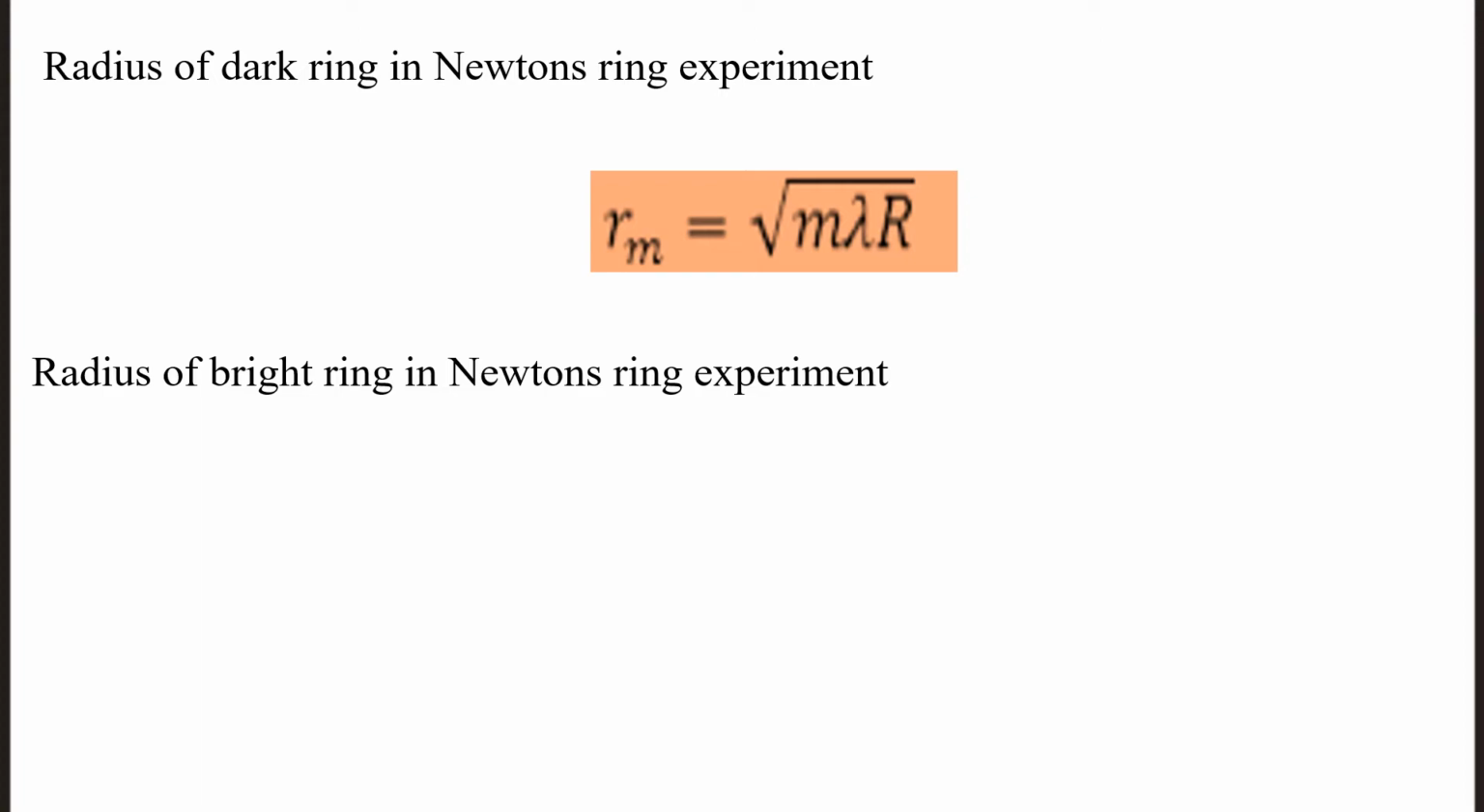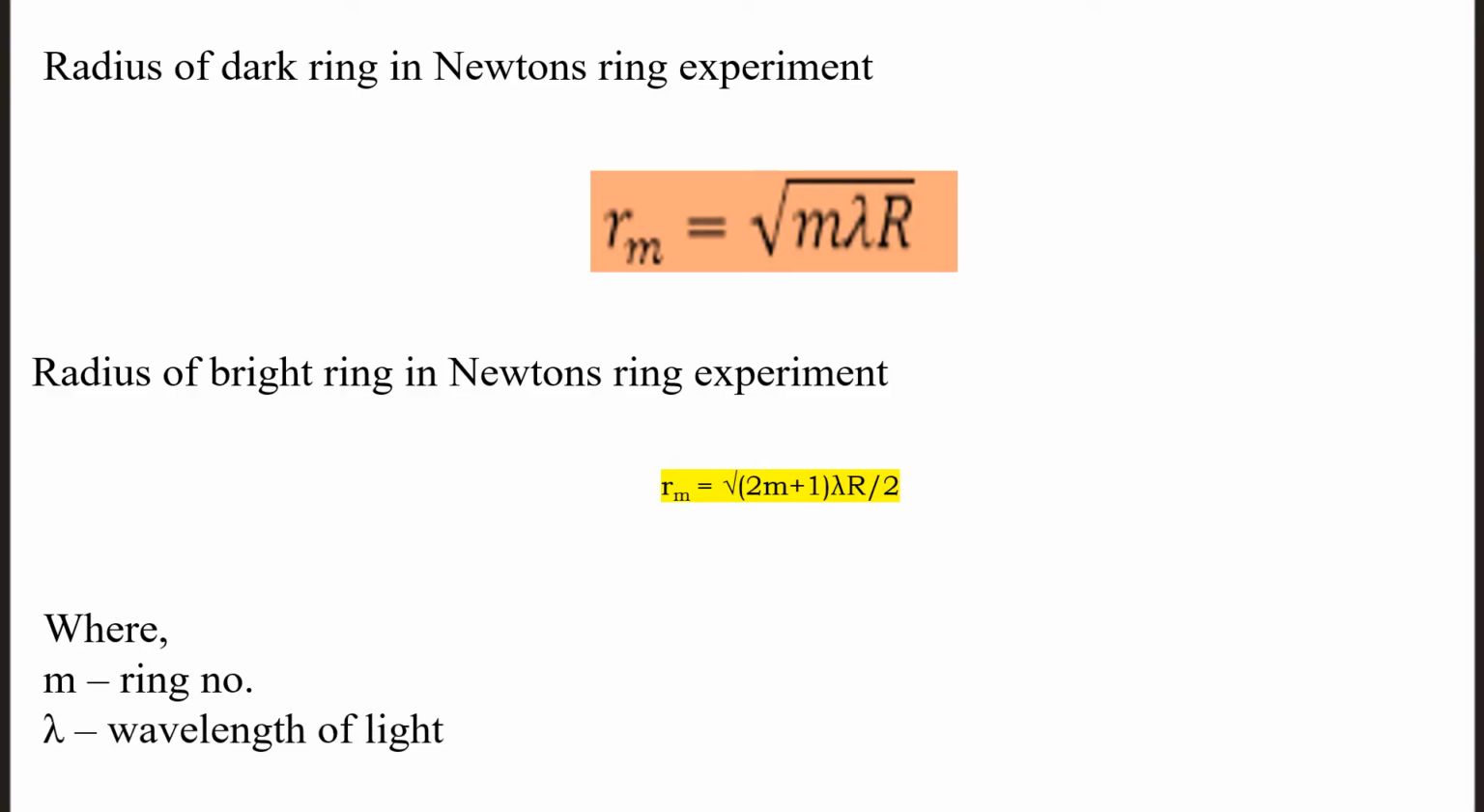As far as bright rings in Newton's ring experiment are concerned, for the determination of their radii, we may go for the formula Rm is equal to under root (2m plus 1) lambda R divided by 2. Here in this case, m will be the ring number. Lambda is nothing but the wavelength of light, a monochromatic source of light which is used in the experimental apparatus. And R, capital R, is the radius of curvature of the lens.